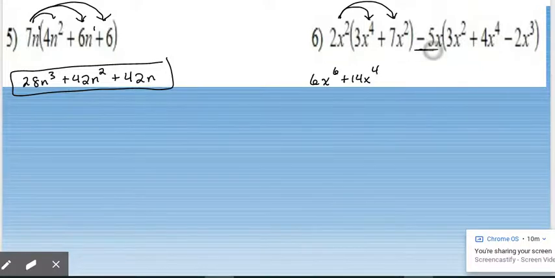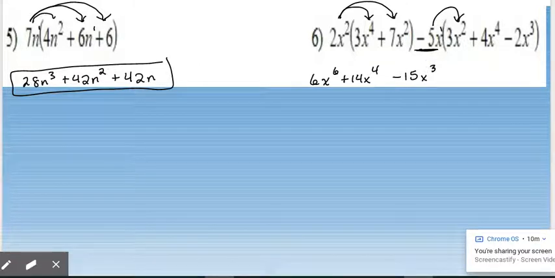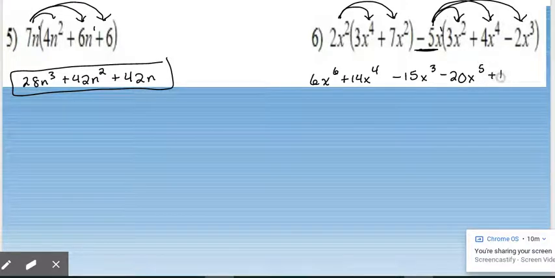Now the second one, be careful because that is a negative there. So we got negative 5x times 3x squared. That'd be negative 15x to the 3rd. Again, when we multiply x's, we add the exponents. Negative 5x times 4x to the 4th is negative 20x to the 5th. And then negative 5x times negative 2x to the 3rd would be positive 10x to the 4th.